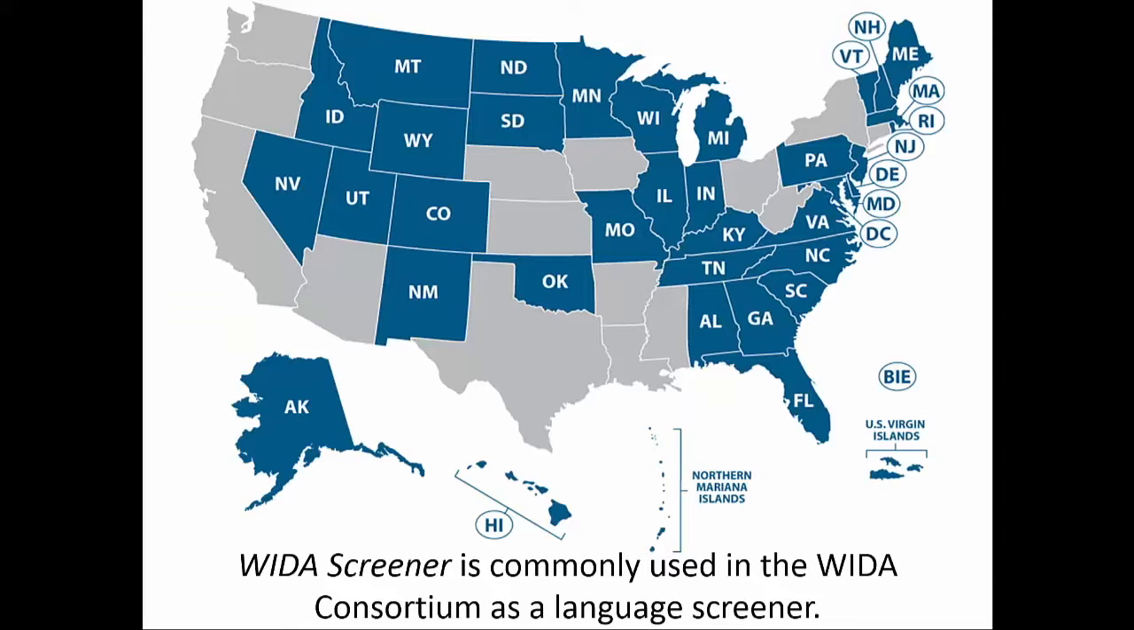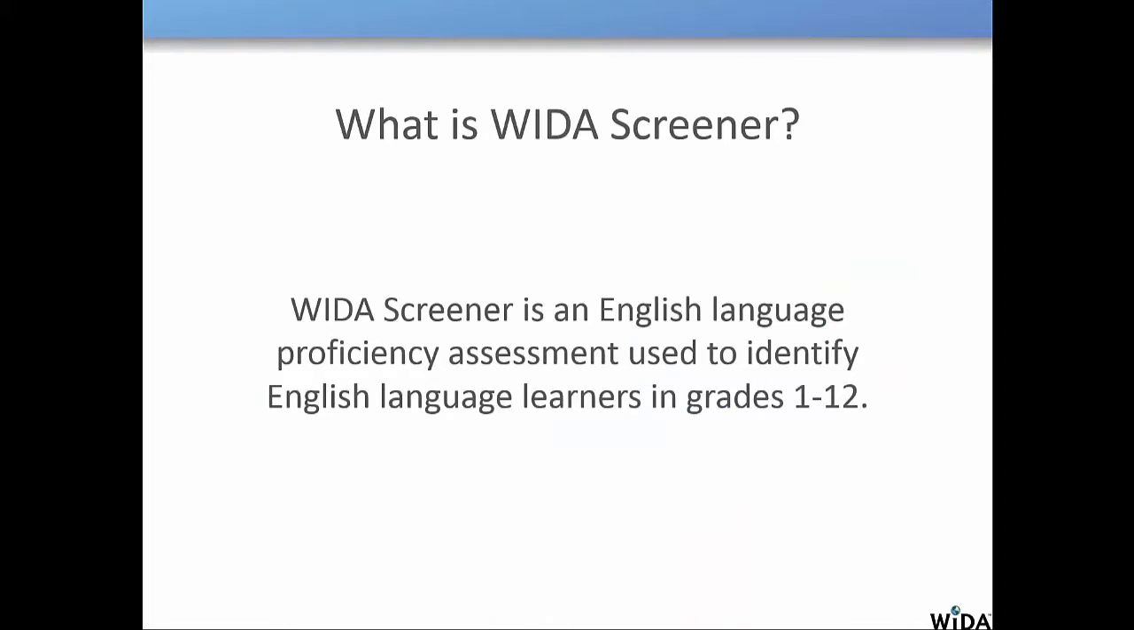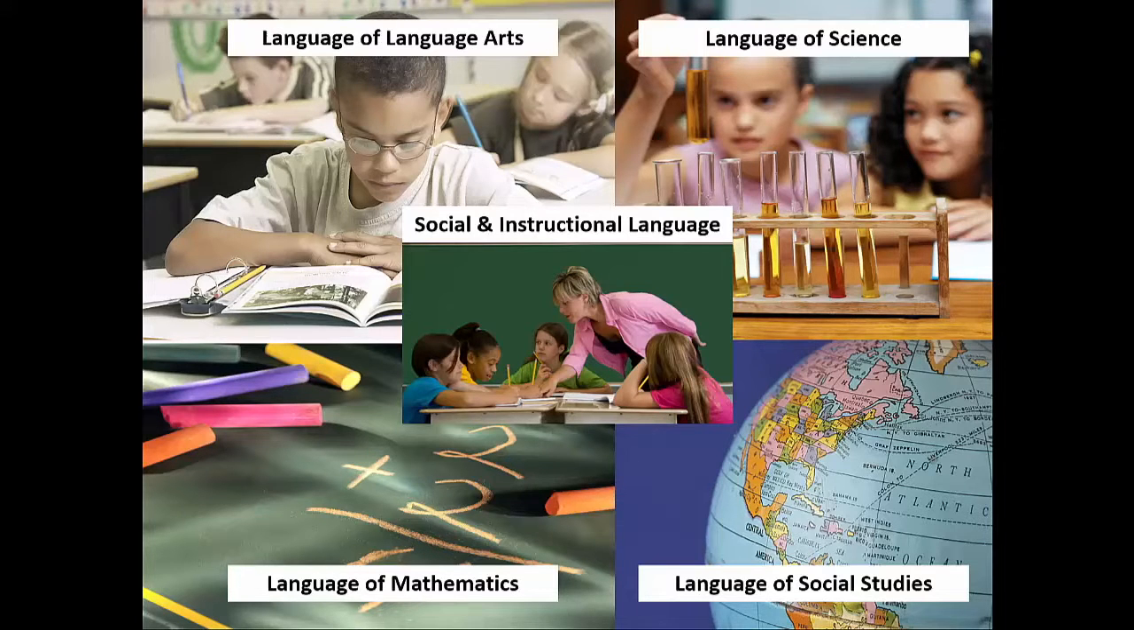Members of the WIDA consortium commonly use a language screener called WIDA Screener to assess incoming students' English language proficiency in grades 1 through 12. WIDA Screener is an English language proficiency assessment used to help determine if incoming students in 1st through 12th grade are English language learners. WIDA Screener can be taken as a computer-based test or as a paper-based test. WIDA Screener was designed to measure what a student can do with social and instructional language and what they can do with academic language in the areas of language arts, mathematics, science, and social studies.